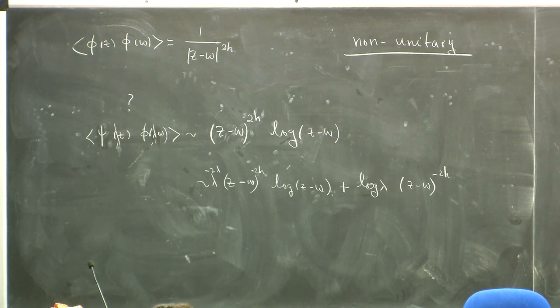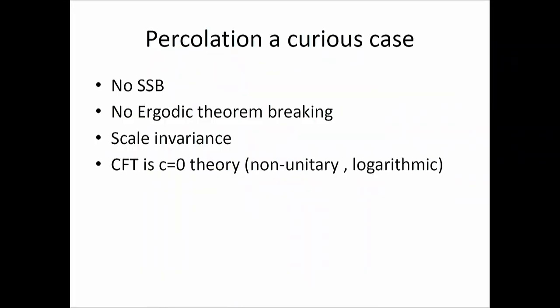If c is equal to 0, we should have m equal to 2. So yes, shouldn't we have only one field, so the identity? Yes. So obviously it doesn't fit into that picture. And that is why when CFT was invented, all this was left aside.